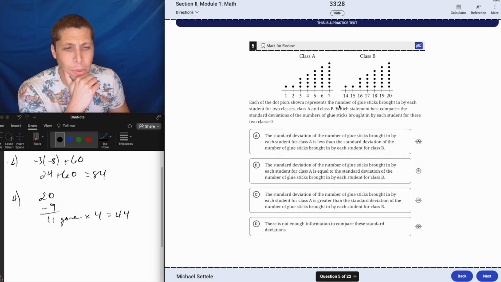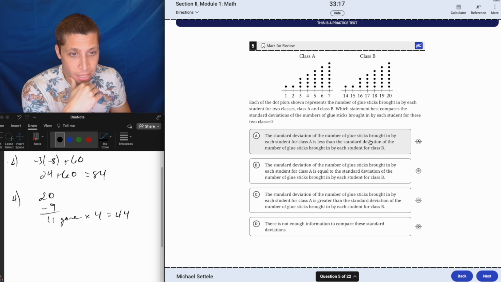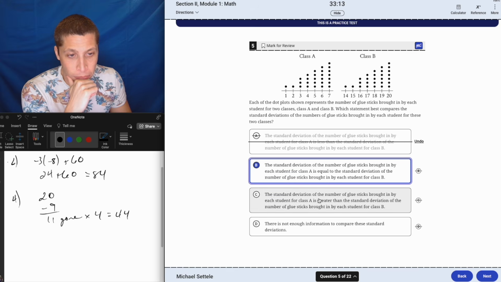Glue sticks. Ooh, I feel like that's familiar. Which statement best compares the standard deviations? Well, it's the same shape, so should be the same standard deviation. Class A is less than. Nope. Equal to. That seems right.